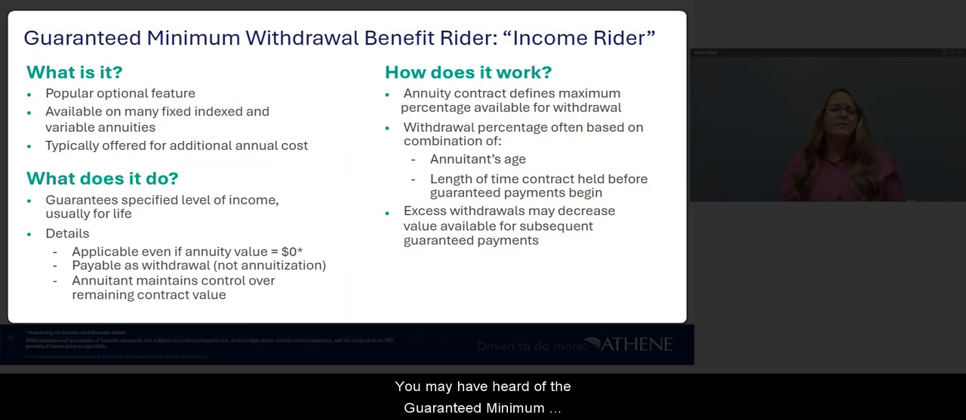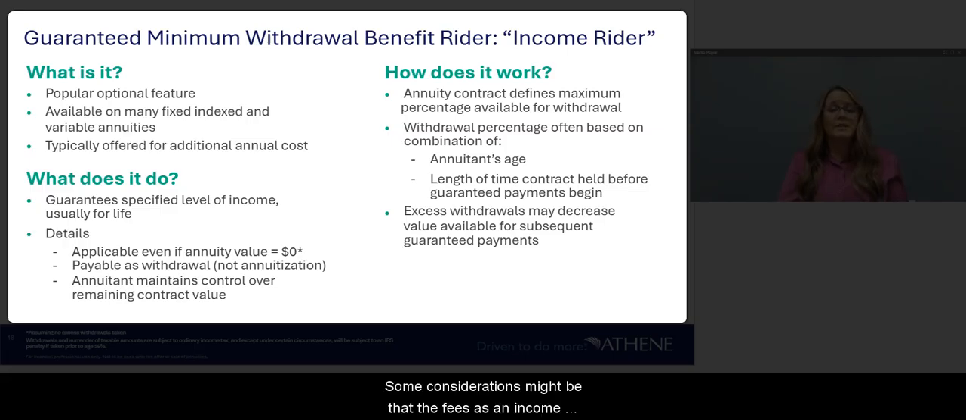You may have heard of the Guaranteed Minimum Withdrawal Benefit Rider as a GMWB, or income rider. This can help provide a safety net by ensuring your client can withdraw a set percentage of their account value annually, regardless of market performance. The benefits of having an income rider include market protection and flexibility.